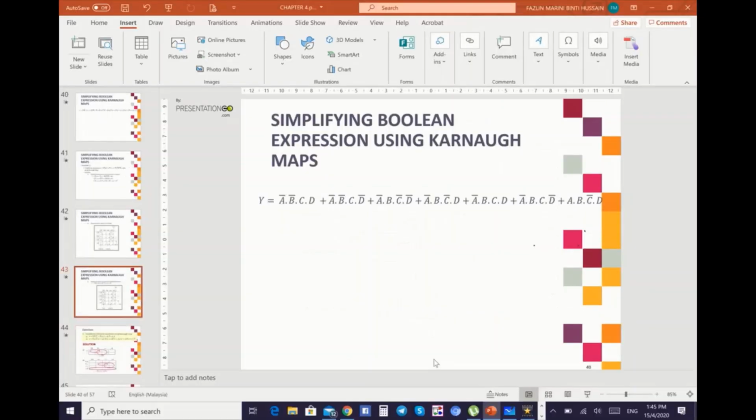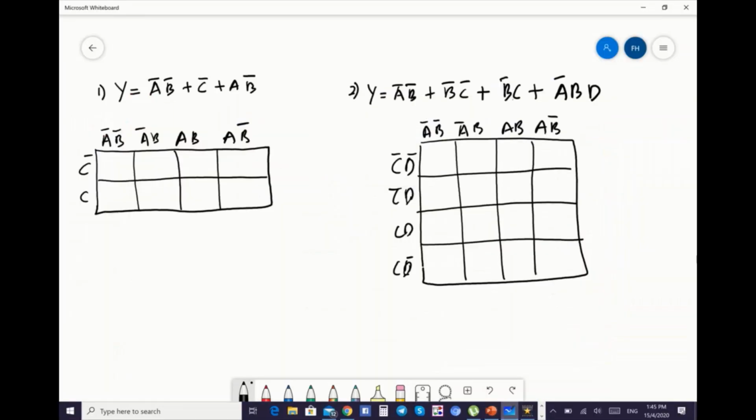Okay, another 2 examples, simplify using K-map. So I already wrote the question. We have 2 examples here, one for 3 variables and one for 4 variables. Okay, so we start with the 3 variable.